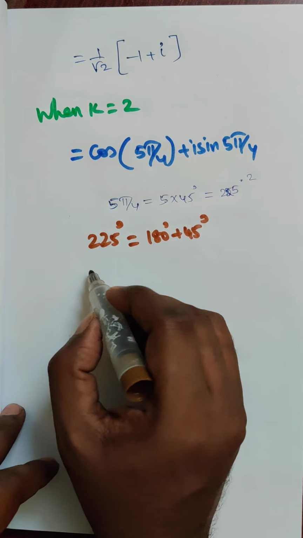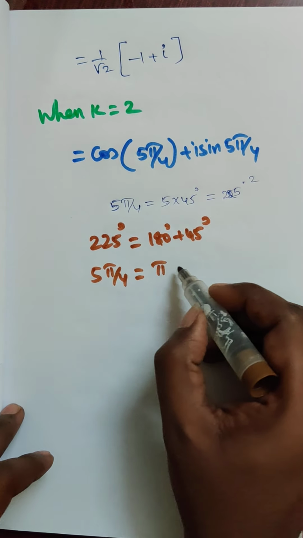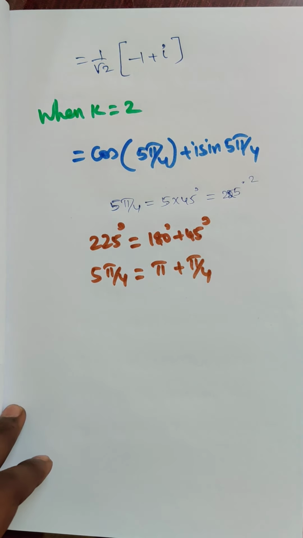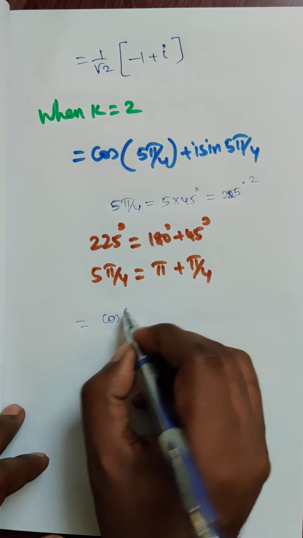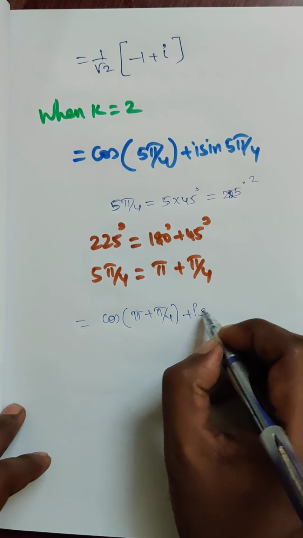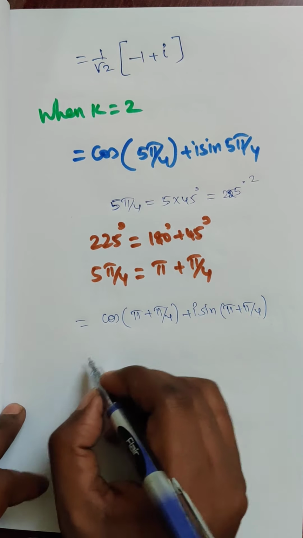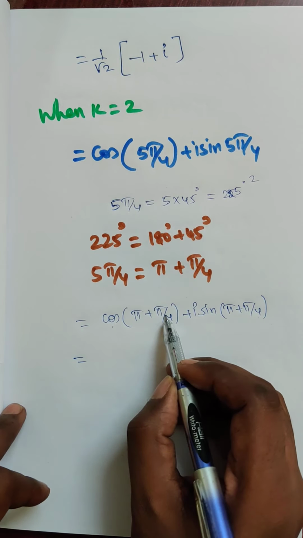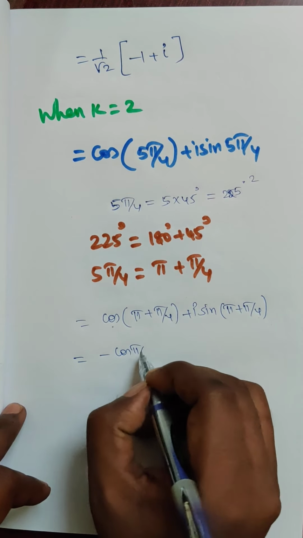So 225 is equal to 5 pi by 4. 180 means what? Pi. Plus 45 degree, pi by 4. So now cos 45, cos pi by 4, we can write cos of pi plus pi by 4 plus i sin of pi plus pi by 4. So that is equal to cos of 180 plus theta. Which quadrant? 180 plus theta, third quadrant, cos negative. So minus cos pi by 4.